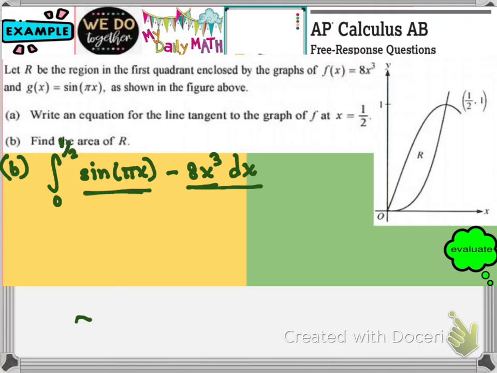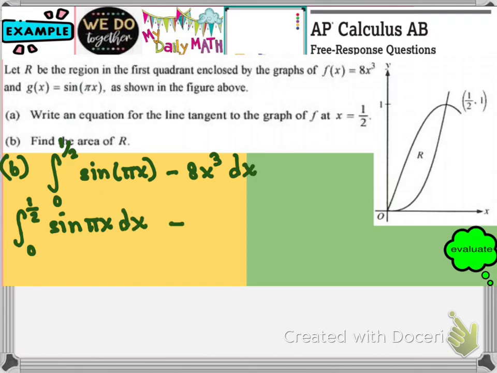So I'm going to split the two into two integral symbols so I can solve for the u substitution in the first term and integrate the second term using basic integration. So let me split that. 0 to 1/2 sine pi x, I'm going to put the dx, minus 0 to 1/2 8x cubed dx. Okay, now u substitution, I'll change my color into red. If I want to use u substitution, this will be my u right here. So on the side, I'm going to use this as my scratch.